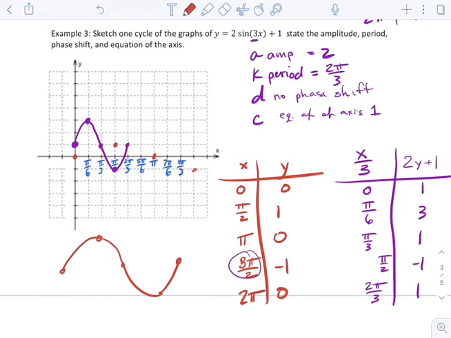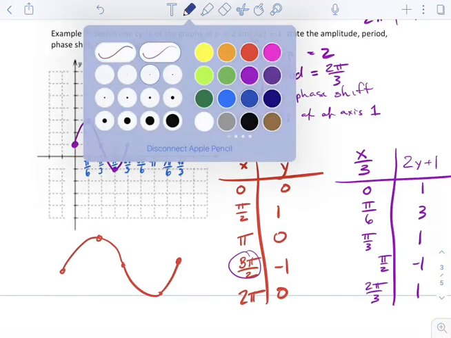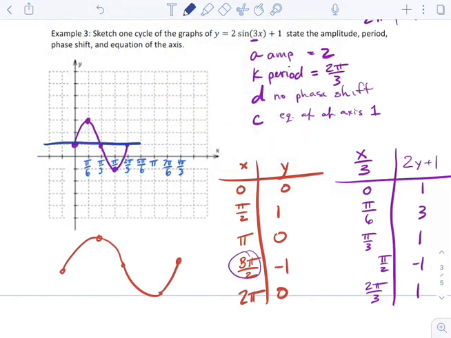We can look at the equation of the axis of this graph too. The equation of the axis for the sine graph just passes right through here. It oscillates up and down. Amplitude, in this case 2 from here, and it goes down from 1 down to -1. No phase shift happening there, so that's that graph.